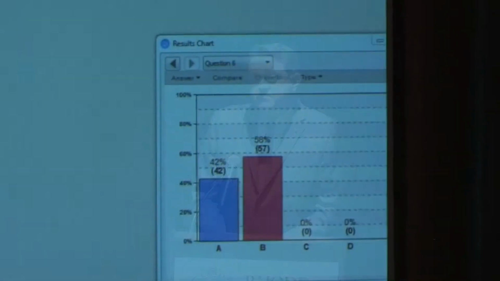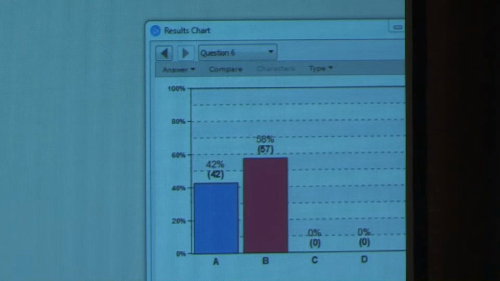$98 of you? Yeah, I think we can go. 99? Well, some people have a little distrust, but you know.